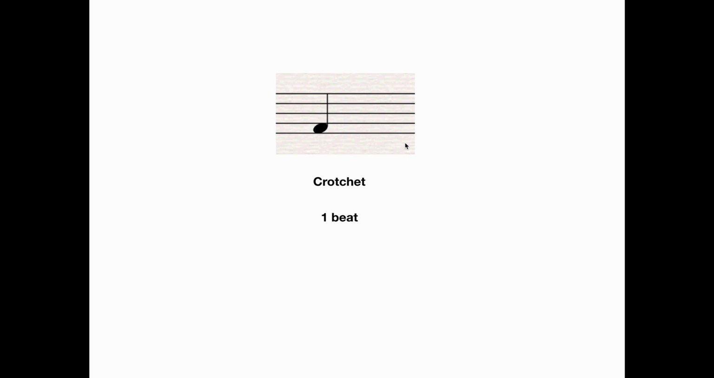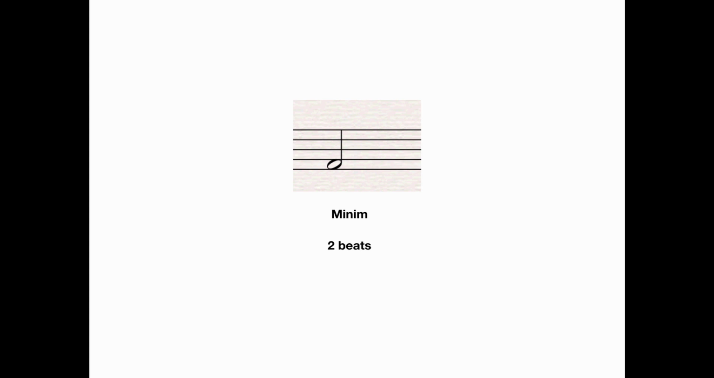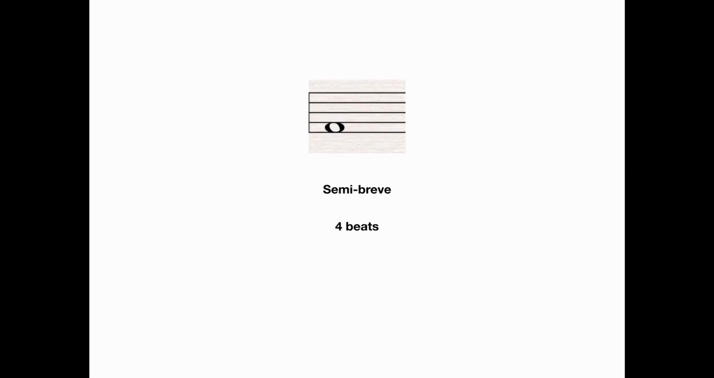This is what a minim looks like. It is worth 2 beats. The stem, as you can see, is the same as the crotchet, a straight line. The only difference is that the note head is white, it's not coloured in. And that's how you can identify a minim. This is a semibreve. A semibreve is worth 4 beats. There's no stem on the semibreve, so it's just this little non-coloured in oval shape on its own. And that's how you can identify it.